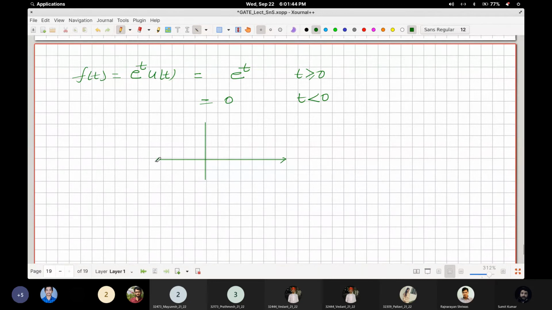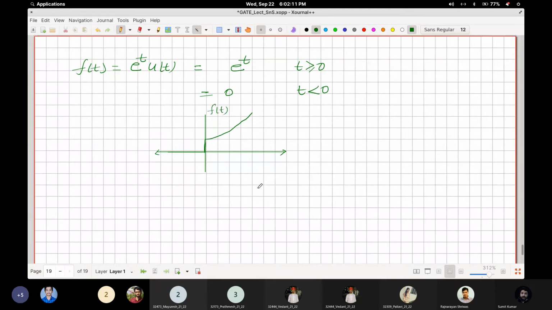So this signal e to the power t is going to be an increasing function after t equal to 0. And before t equal to 0, it's kind of decreasing. Isn't it? So it's equal to 0, sorry. It's 0 here for t less than 0, and for t greater than 0, e to the power t is going to be increasing, isn't it? So what is this function going to be? So this is f(t).